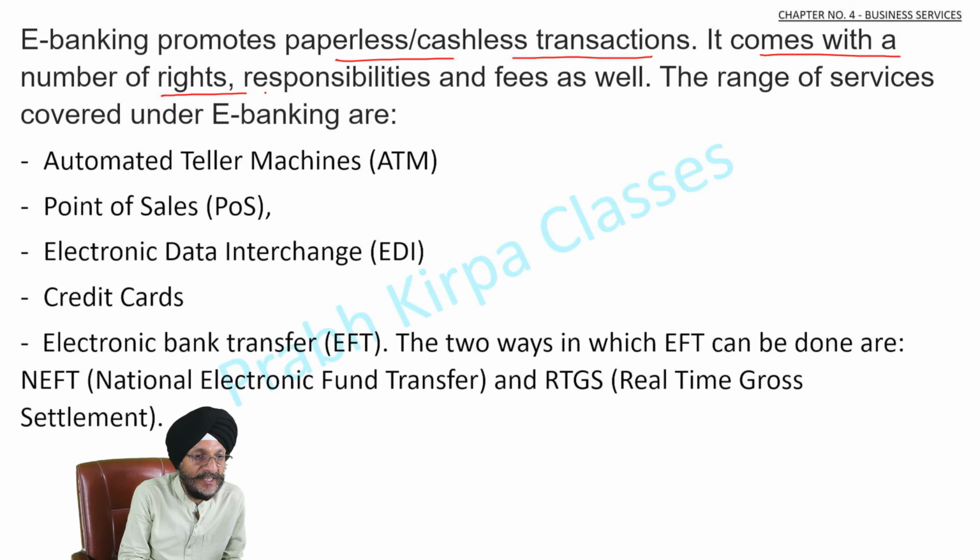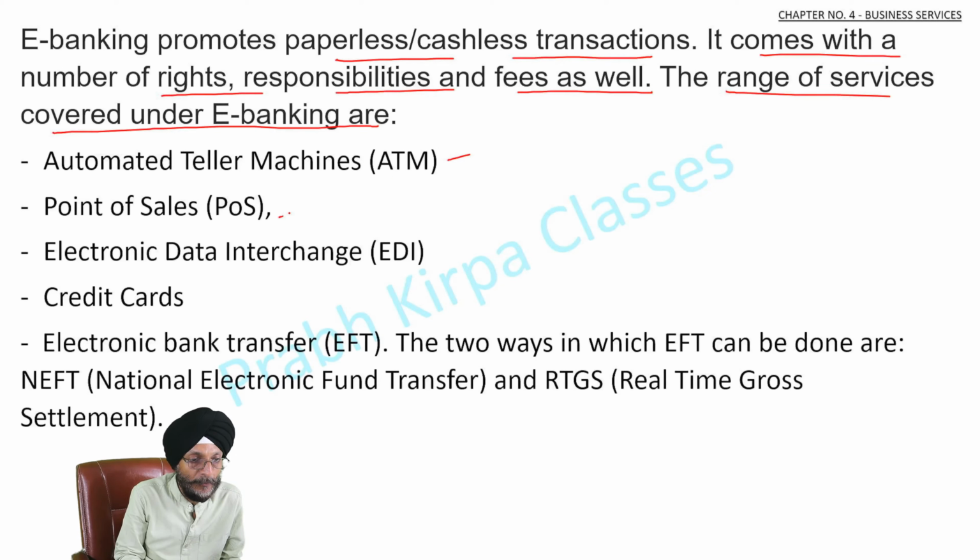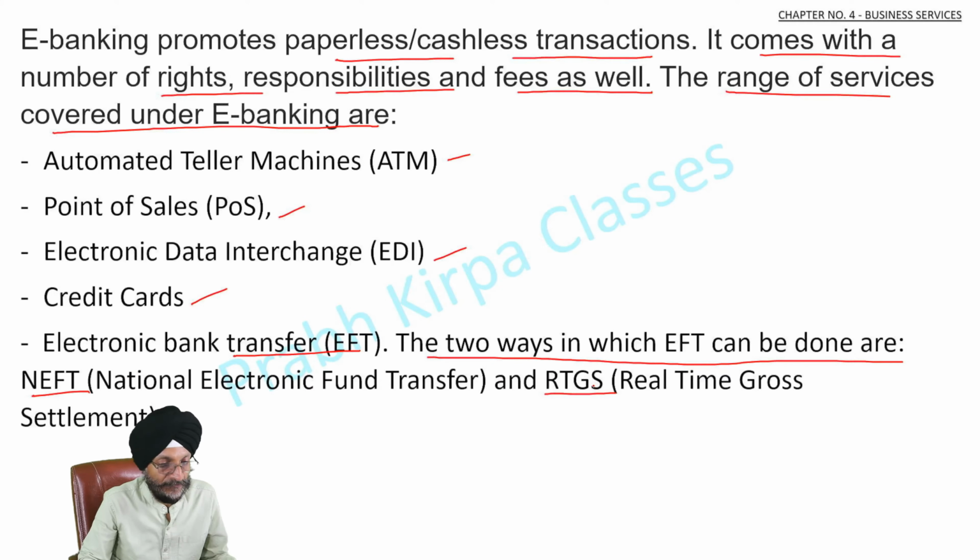E-banking comes with a number of rights and responsibilities as well as fees. The range of services covered under e-banking are ATM, point of sale terminals, electronic data interchange, credit cards, and electronic fund transfer. The two ways in which EFTs can be done are NEFT and RTGS. We will understand each of these terms.